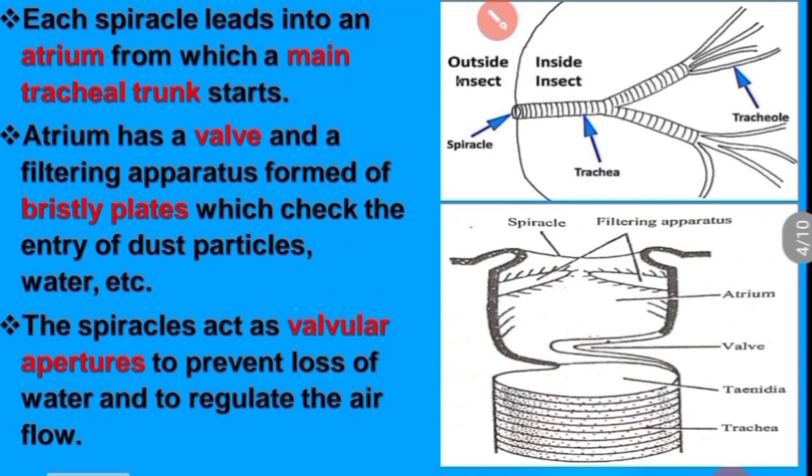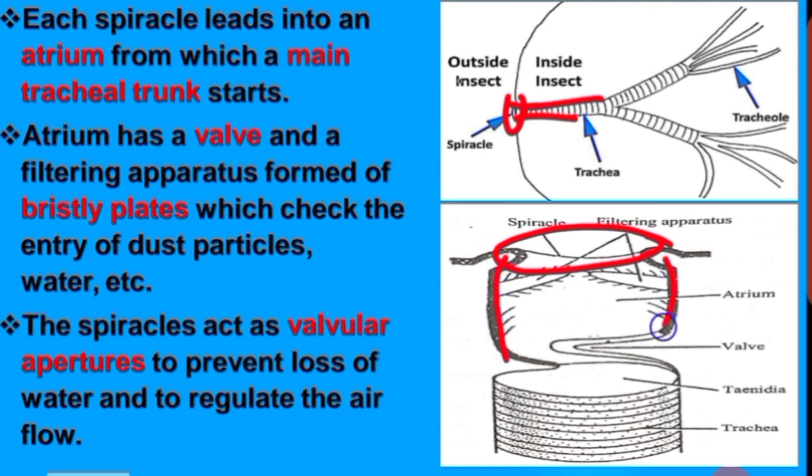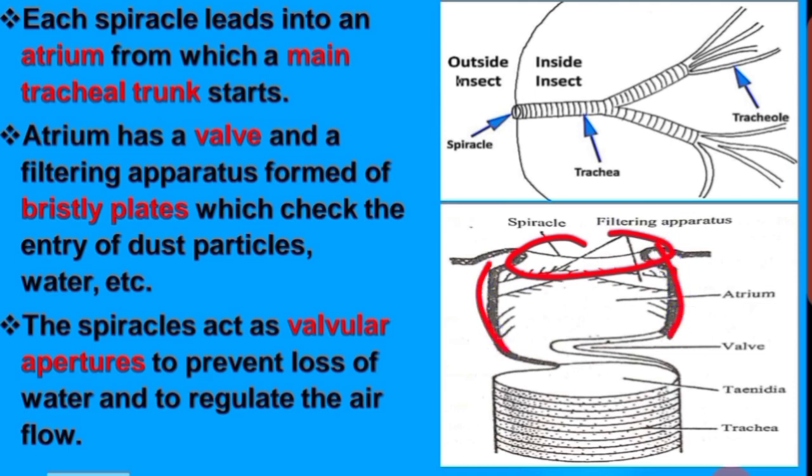Got it? Yes. Each spiracle leads into an atrium. This is a spiracle, and this structure is called the atrium, and then it forms the main tracheal trunk. This is the main tracheal trunk. Imagine this is the cockroach body. Spiracle leads into atrium, and atrium leads into a tracheal trunk.